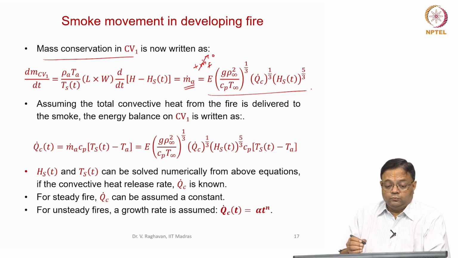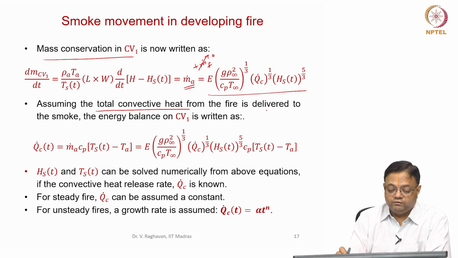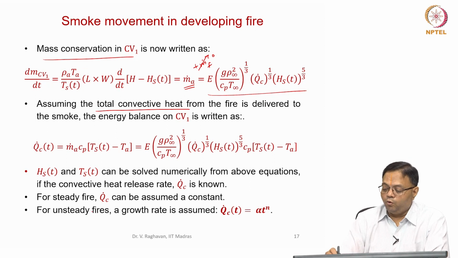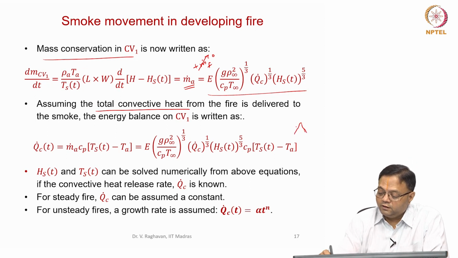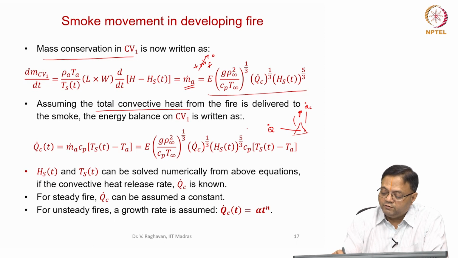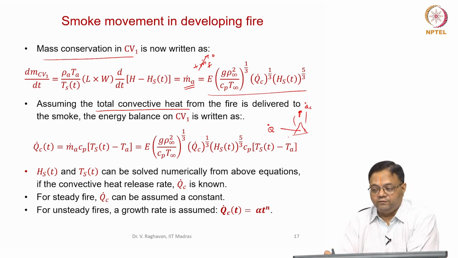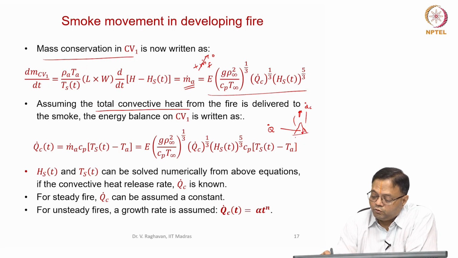Now assuming that the total convective heat from the fire is delivered to the smoke. See, when there is a fire and there is a plume, this plume carries some convective heat. As I told you, the fire generates some heat, Q dot, the heat release rate, which is mass loss rate into delta Hc of the fuel. Now some part of this is given to the fuel itself, some part is radiated out, and some part is convected with the hot gases. This is what we are talking about, Q dot C.